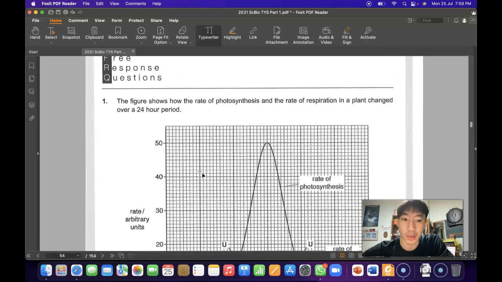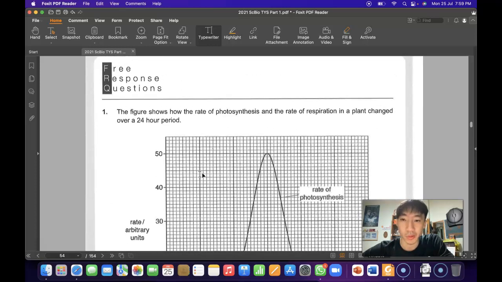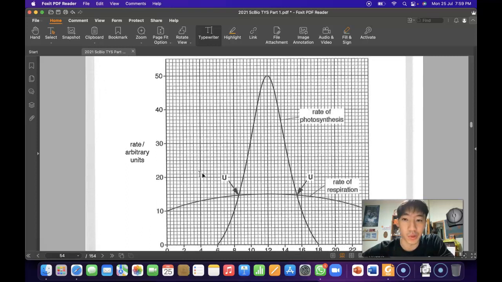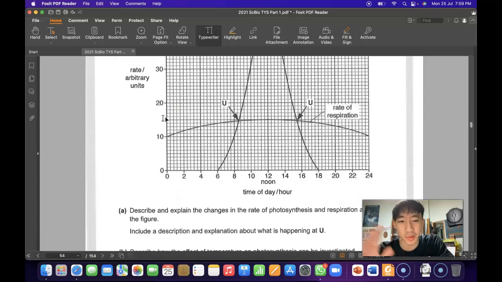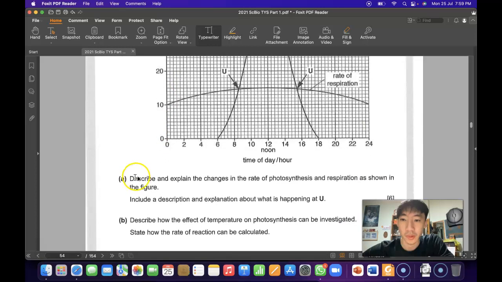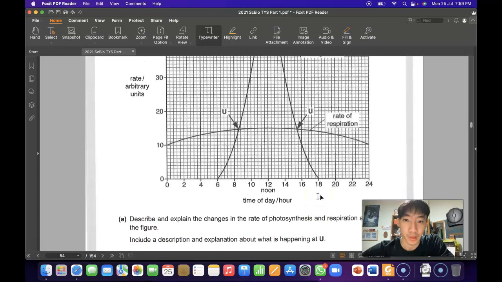I would like you to try the free response questions, but I will just read through and give you a few hints. The figure shows how the rate of photosynthesis and the rate of respiration in a plant change over a 24-hour period. It's almost like what we just did. Describe and explain the changes in the rate of photosynthesis and respiration as shown in the figure. Include a description and explanation about what is happening at each point.